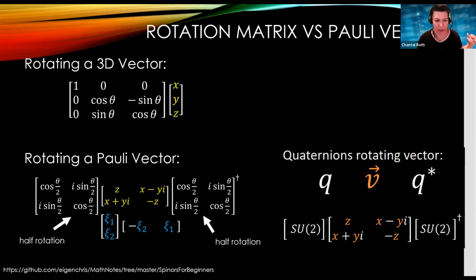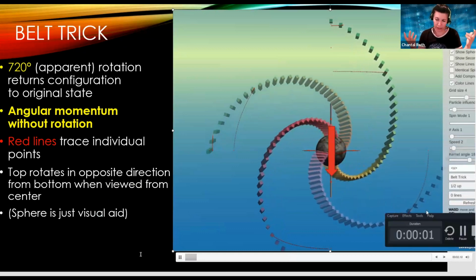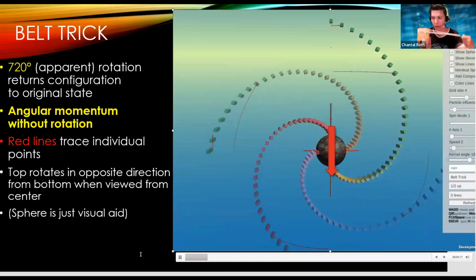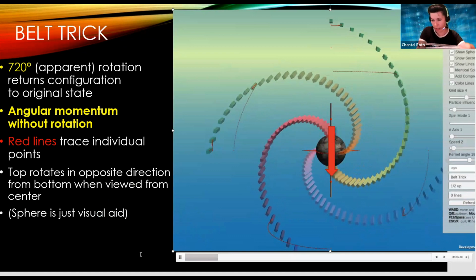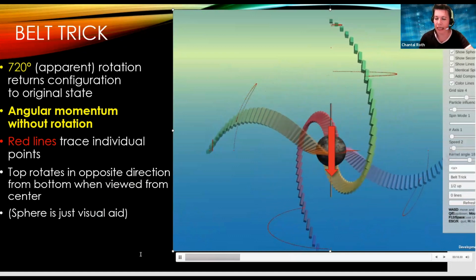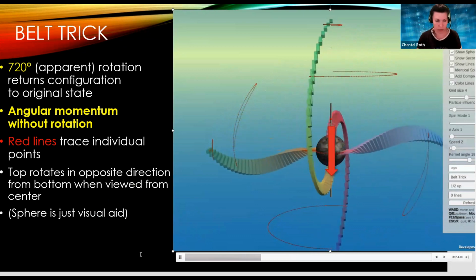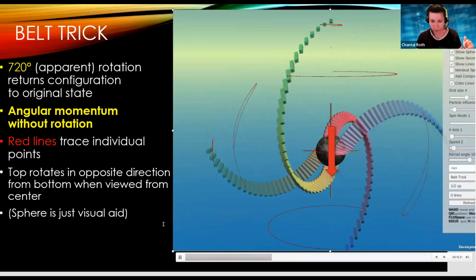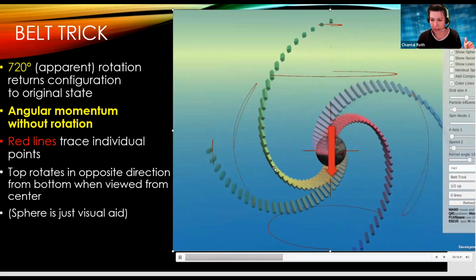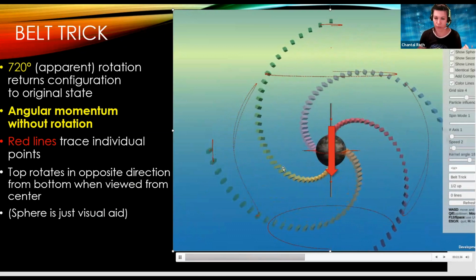So let's look at some visualizations. Here is again the belt trick. Instead of a coffee cup, I wrote a little program that shows basically the belt trick. And I'll explain in more detail right after how to calculate this. So basically, this is angular momentum without rotation. It's the intrinsic angular momentum.